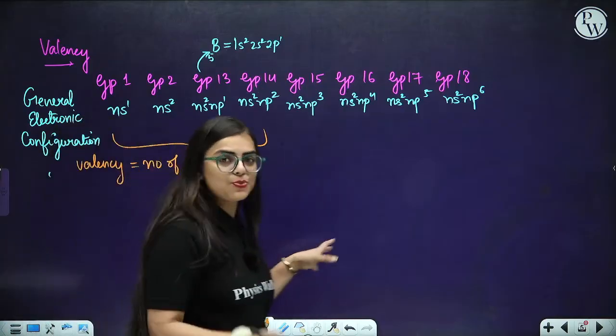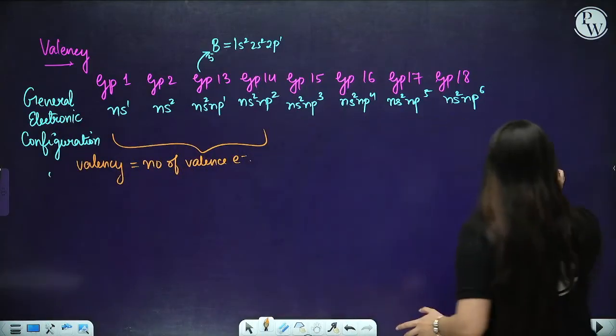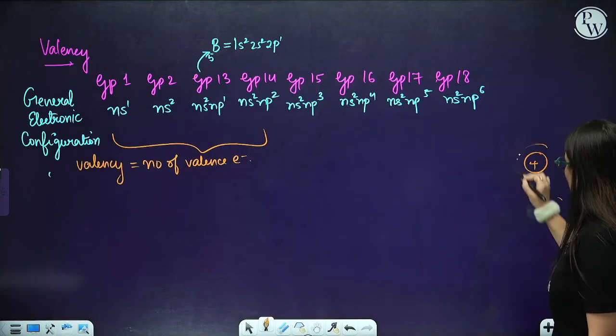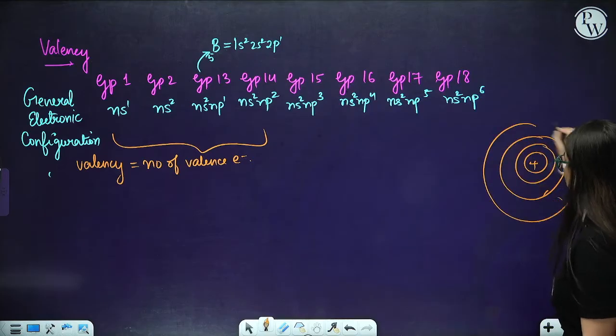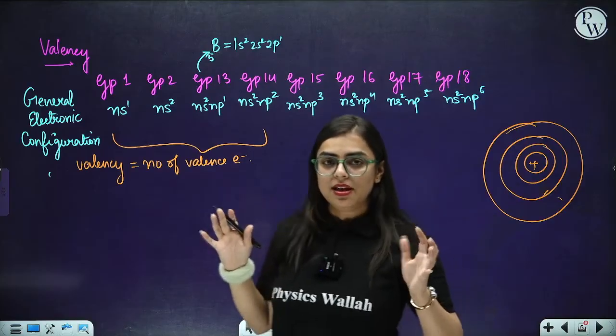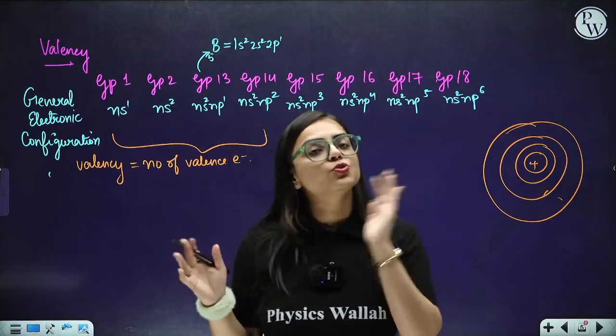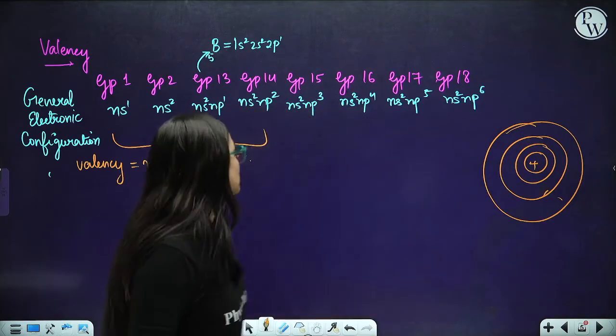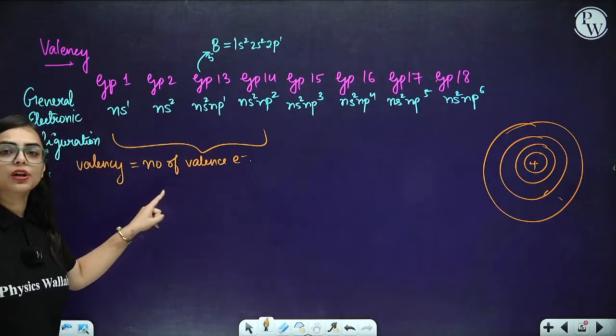Now if you don't know what a valence electron is, see, this is the nucleus, this is the first shell, let us consider the second shell, this is the third shell. So the third shell is the last shell, and the last shell is the valence shell. And the number of electrons in that shell will be its valence electrons, right? So here it is equivalent to the number of valence electrons.